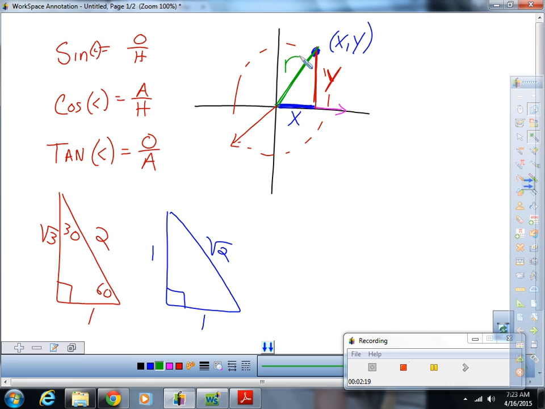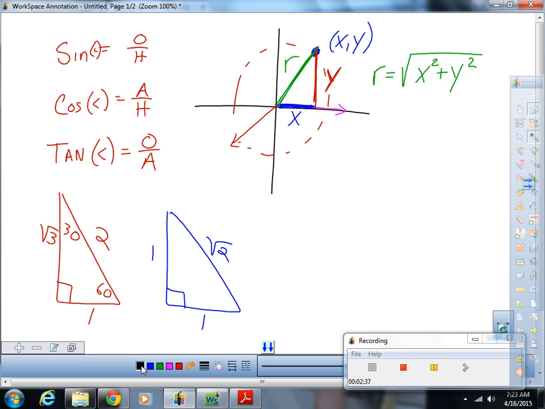And how are we going to find r? r is the square root of x squared plus y squared. And how did we do that? What theorem is that from? That's just Pythag, okay?